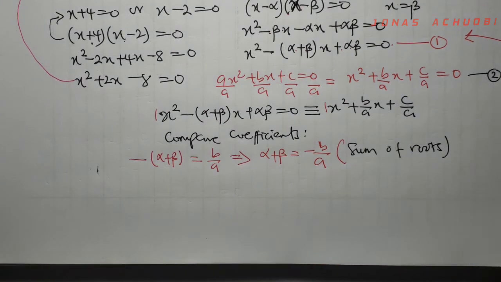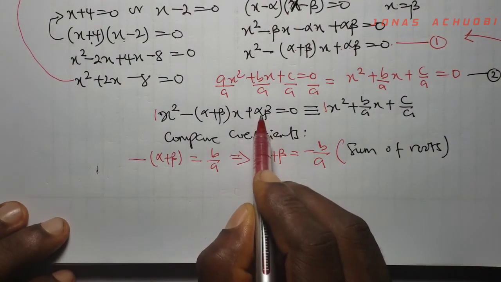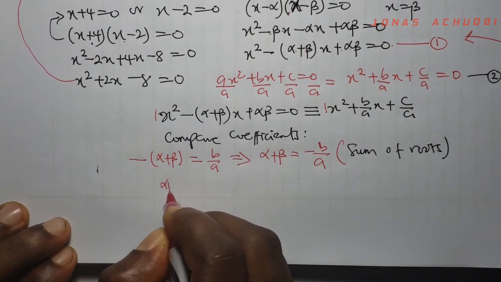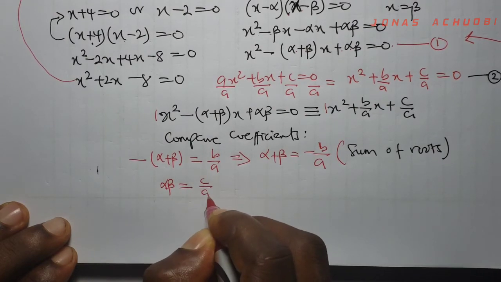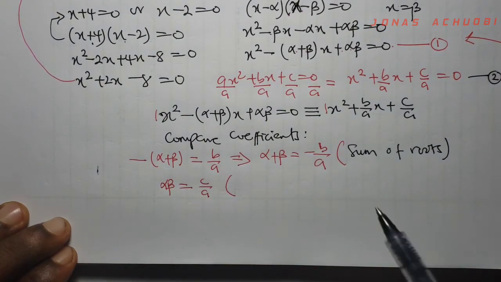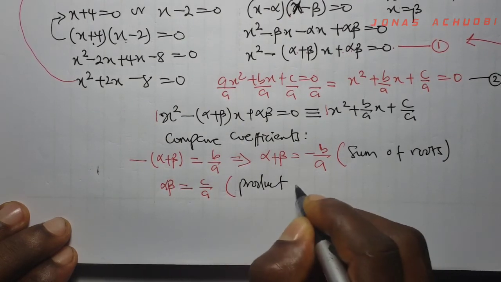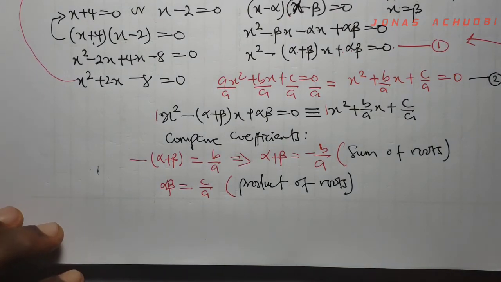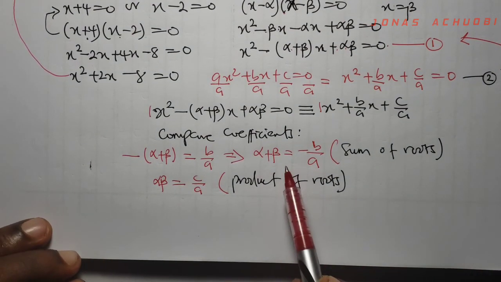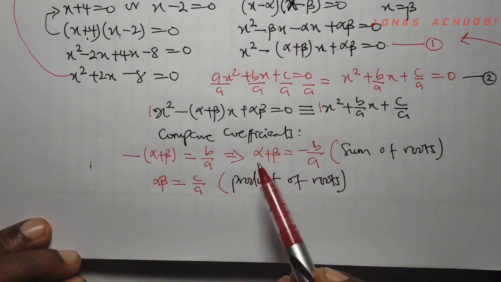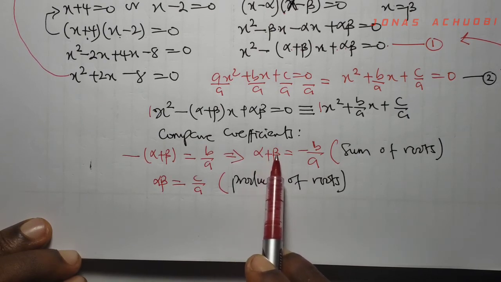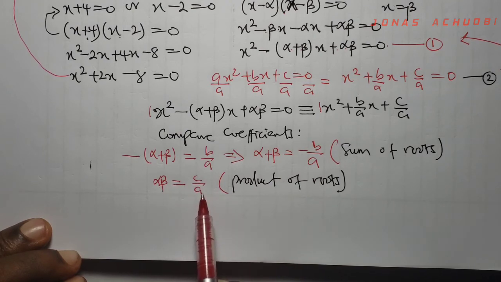And if we compare again, we see that the constant term on the left hand side is alpha beta, on the right hand side is c over a. We now see that on the left hand side, alpha beta is the same thing as c over a. And this is what we refer to as the product of roots. Now what this is saying essentially is this, that to find the sum of the roots of a quadratic equation, we do not even have to solve it. All we need to do is to know and remember that the sum of roots alpha and beta is equal to minus b over a, and the product of roots alpha beta is c over a.